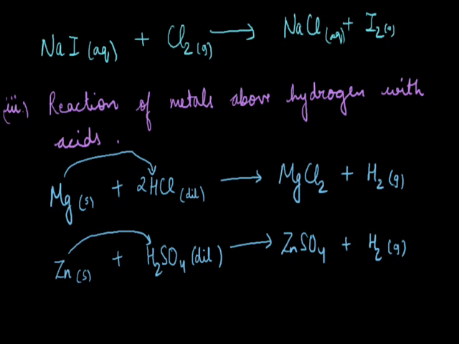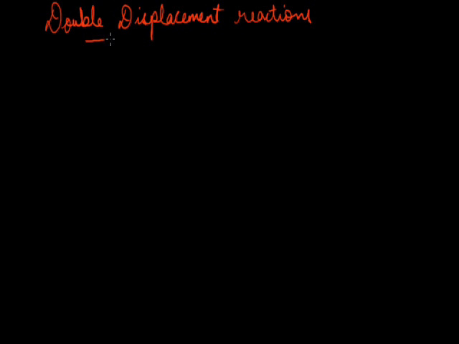Now we will see the double displacement reaction. Double displacement reactions are also sometimes known as double decomposition reactions. Here there is displacement of two atoms or ions. They take their places of each other, or we can say that they exchange their places, leading to the formation of new products. This is known as double displacement reaction.